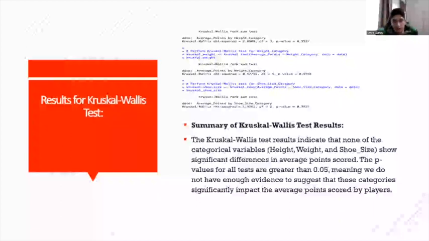Results for Kruskal-Wallis test. The Kruskal-Wallis test results indicate that none of the categorical variables, age, weight, and shoe size, show significant difference in average points scored. The p-values for all tests are greater than 0.05, meaning we don't have enough evidence to suggest that these categories significantly impact the average points scored by players.